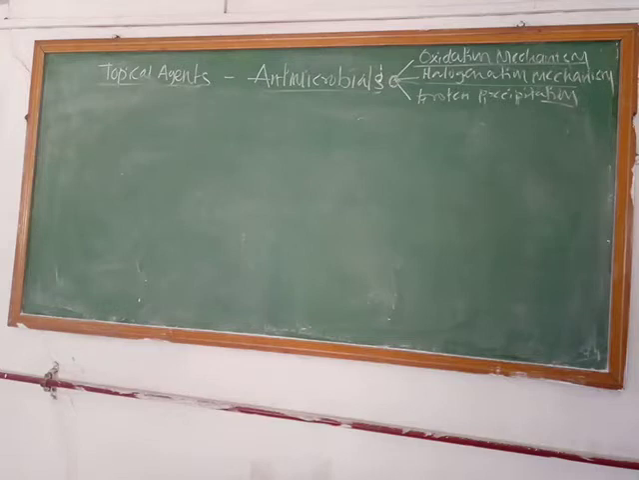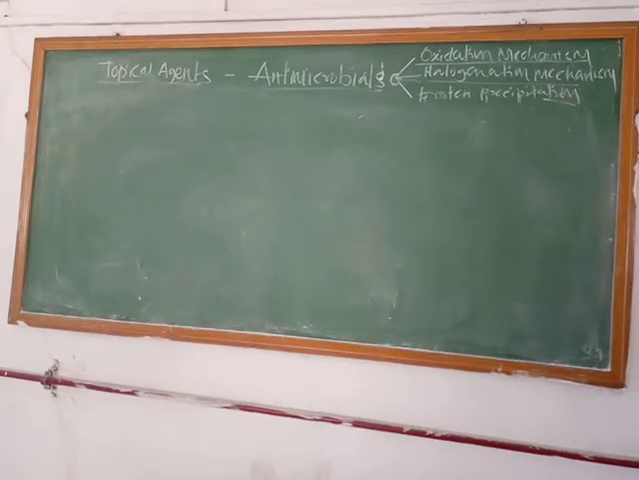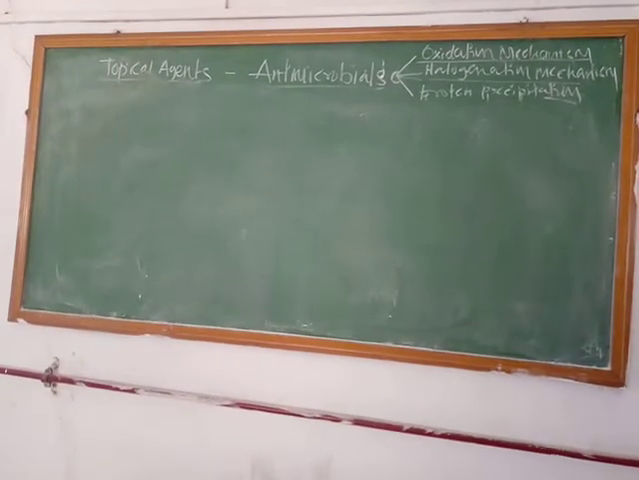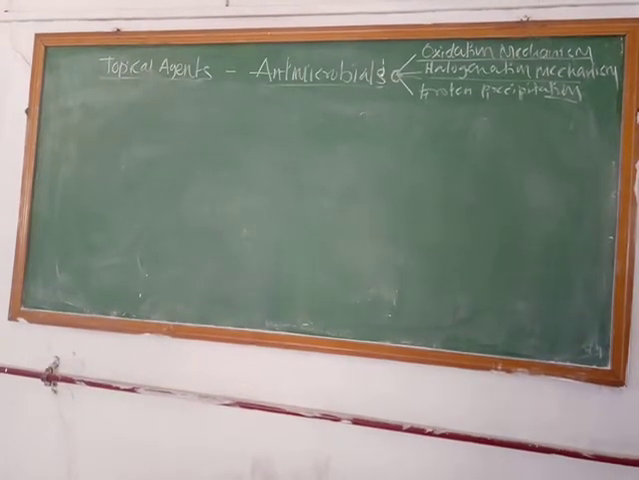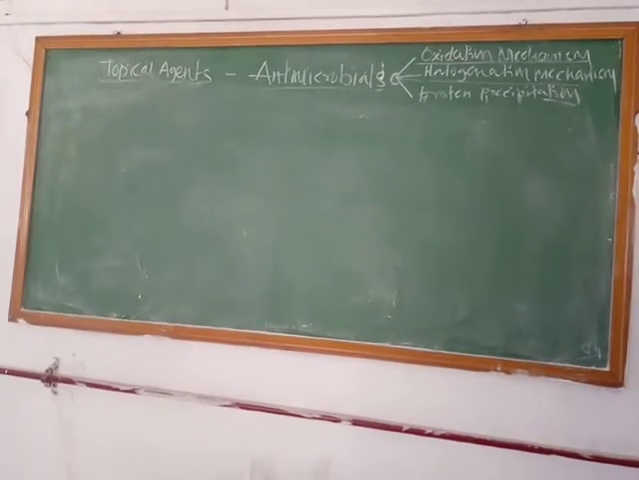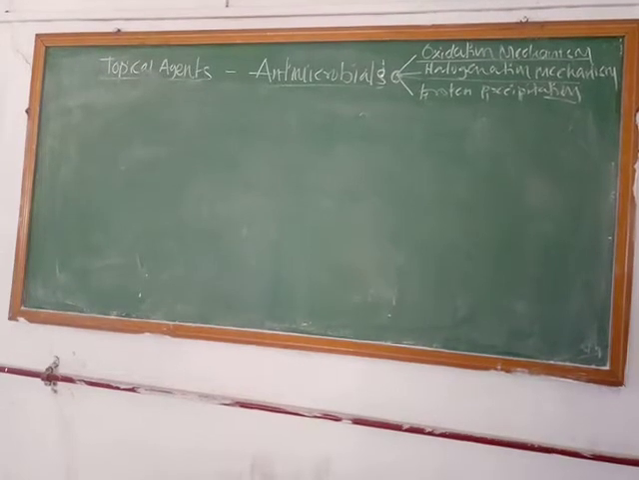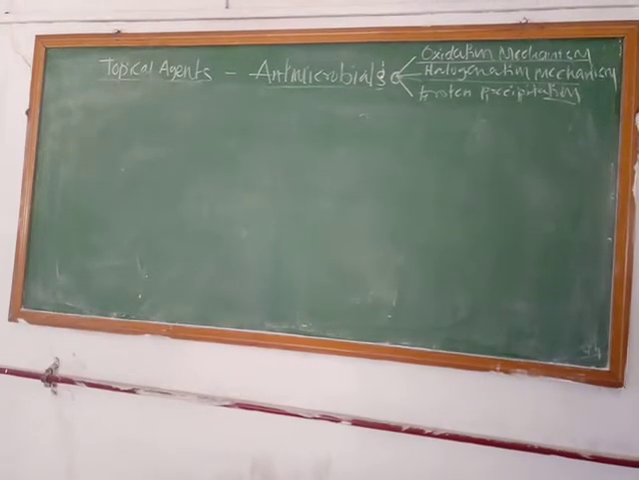We have discussed the monograph of hydrogen peroxide and the monograph of potassium permanganate, which produce their antimicrobial effect by oxidation mechanism. We also discussed the monographs of chlorinated lime and povidone iodine, which produce their antiseptic or antimicrobial effect by halogenation mechanism.